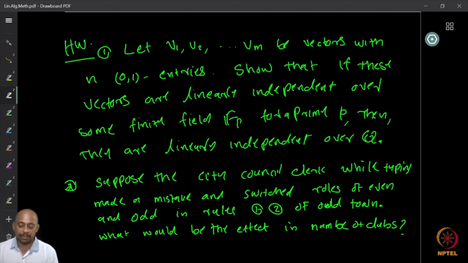Now what happens? The odd town is there, but the mistake was made in these two rules. What happens to the number of clubs if this was published as the rules? Can you put a bound on the number of clubs under these new rules?